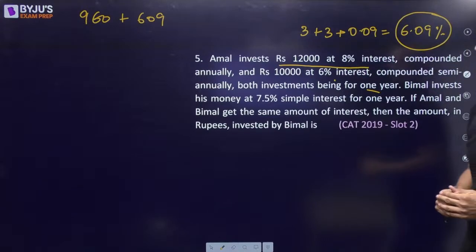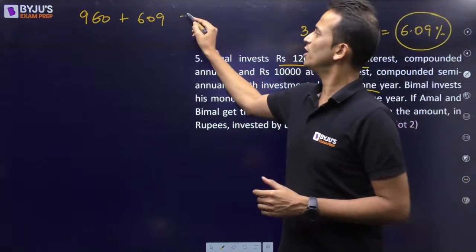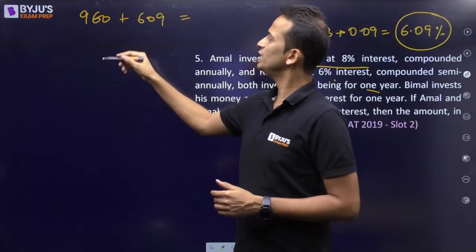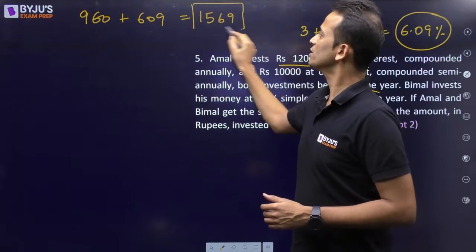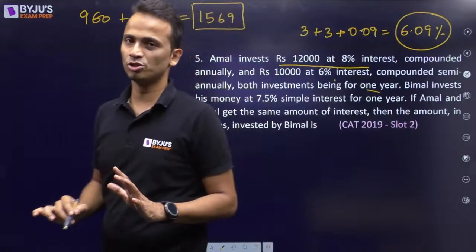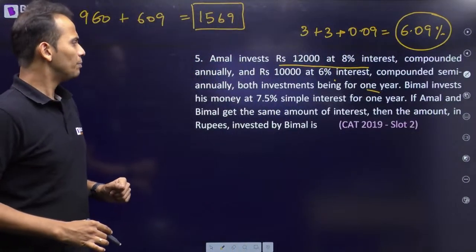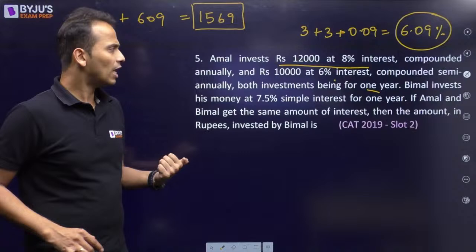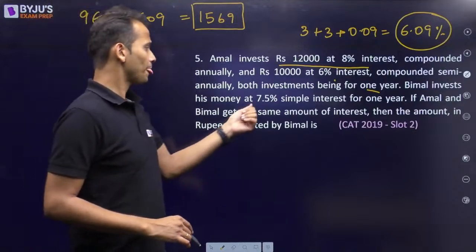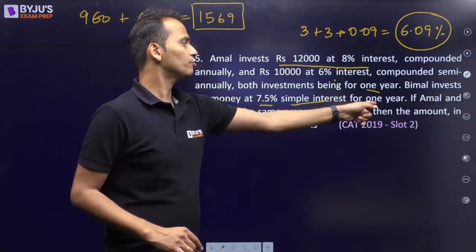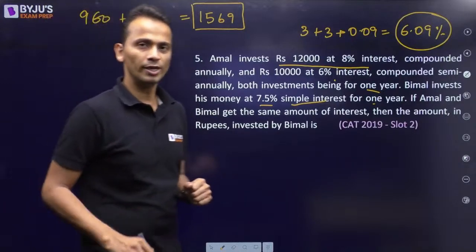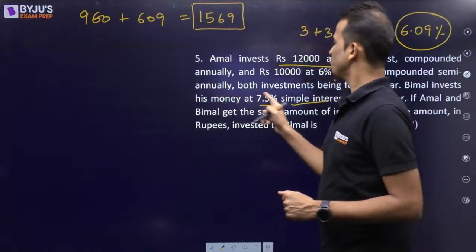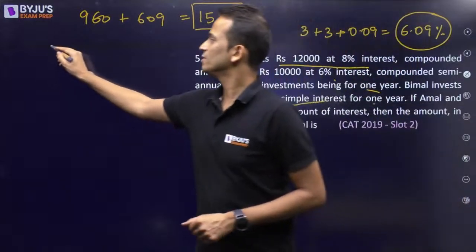All right. Fine. So total interest earned by Amal is 1569. Okay, so this is the total interest earned by first person Amal. Now Bimal invests his money, which is not known. How much money he has invested, we don't know, at 7.5% simple interest for 1 year. So let's say the investment of Bimal is P. Okay. Now 7.5% of P.